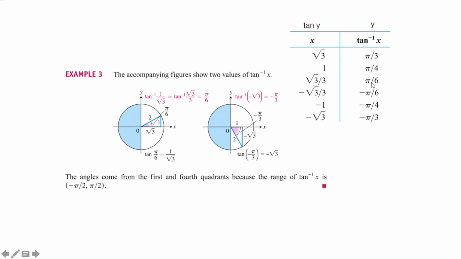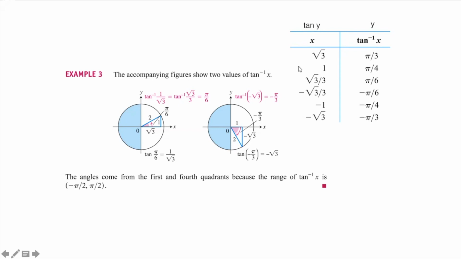The tangent of pi over 6 is √3 over 3. The tangent of pi over 4 is 1. And the tangent of pi over 3 is √3. And therefore, if you create the inverse function, it switches those x's and y's. The inverse tangent of √3 is now pi over 3. The inverse tangent of 1 is pi over 4, et cetera, et cetera.